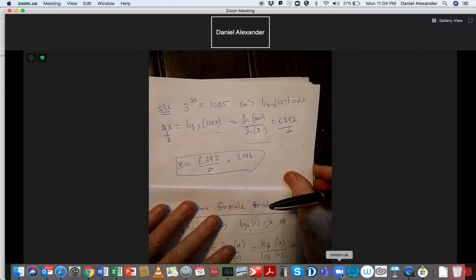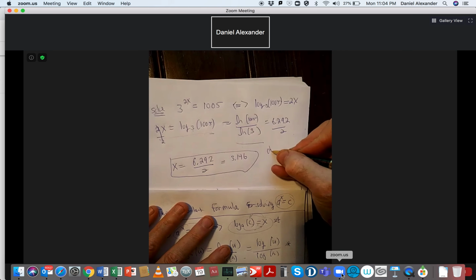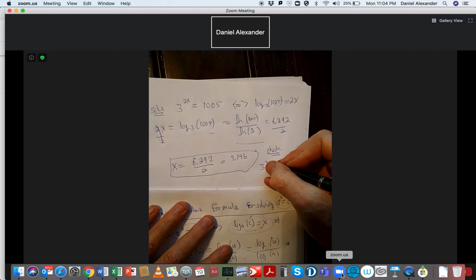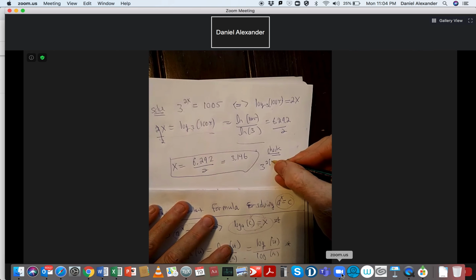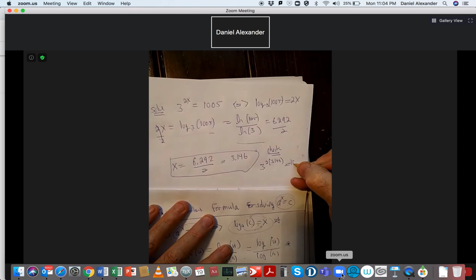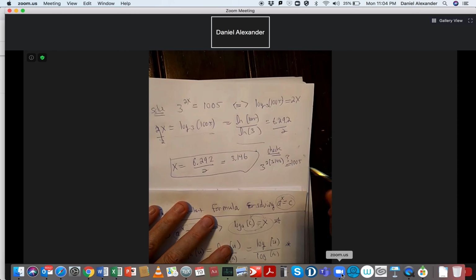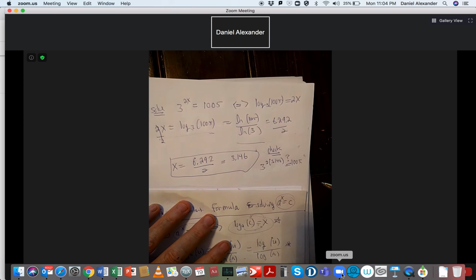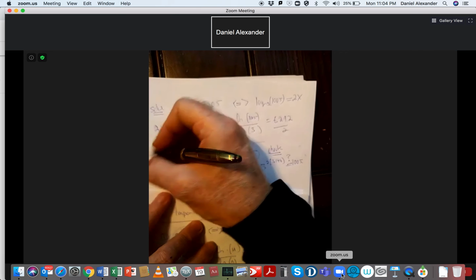I'm not going to do the check, but I'm going to encourage you to. If I did, my check would be 2 times 3.146, to see if it's equal to 1005. There's going to be a little rounding error, so it's going to be a little bit off since we rounded the logarithm. These logs are in general infinitely long decimals, so we're really rounding quite a bit. Okay, so that's method number 1.